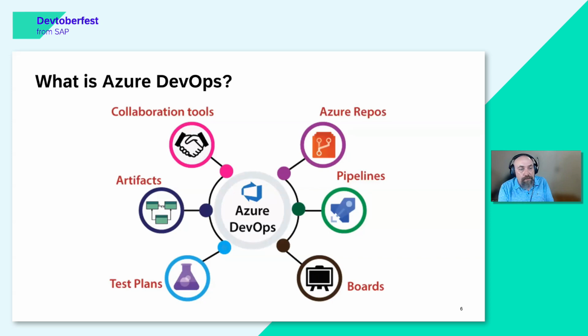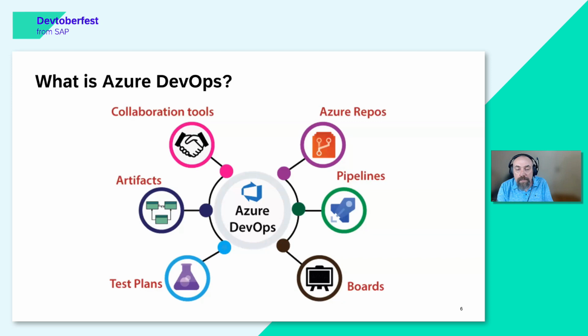It's made up of artifacts. Now, artifacts you could think of as being like hosting your own NPM or Maven dependencies, or even Docker dependencies. Test plans is a tool for planning and managing and tracking testing efforts, be that manual or we can even automate some of the testing.